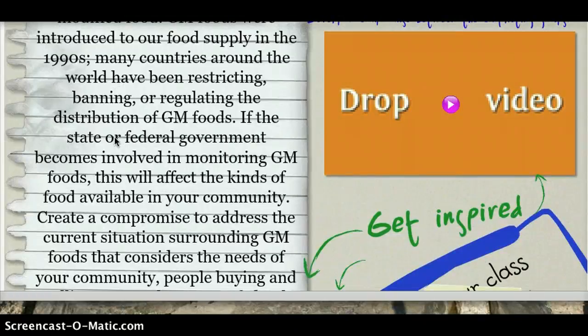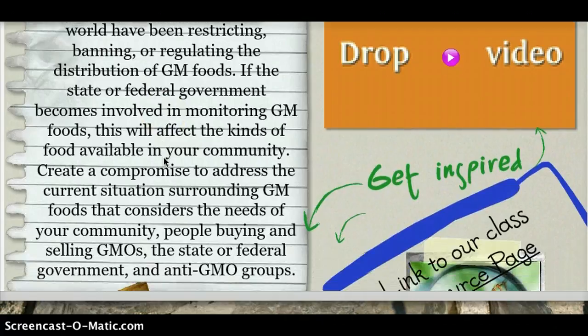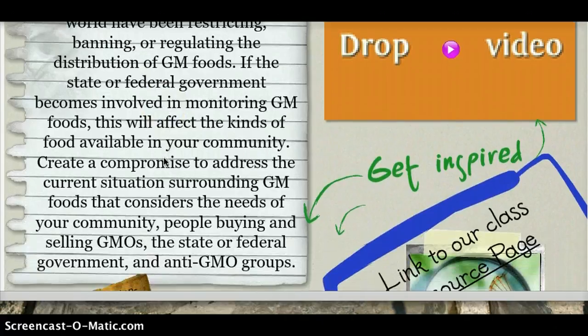If the state or federal government becomes involved in monitoring GM foods, this will greatly affect the kinds of food available in your community. Create a compromise to address the current situation surrounding GM foods that considers the needs of your community, people buying and selling GMOs, the state or federal government, and anti-GMO groups. So you're going to create an educational tool that addresses a compromise and creates educational information for the community to get involved in resolving this problem and creating this compromise.